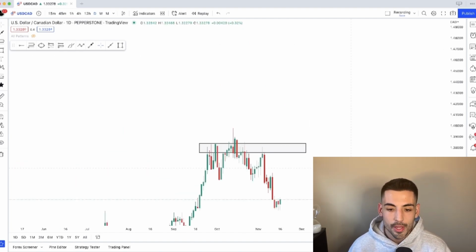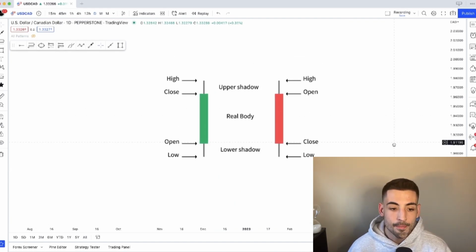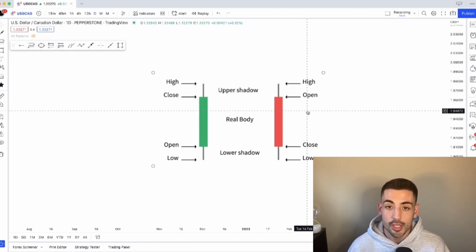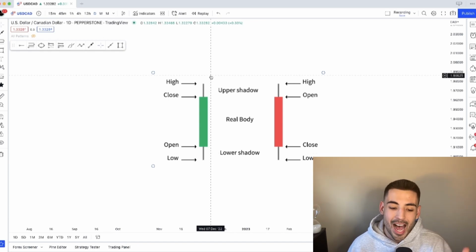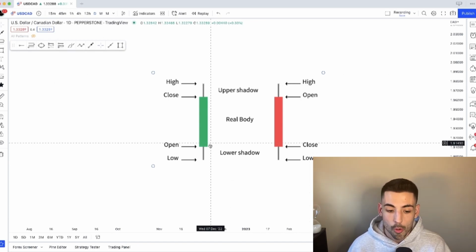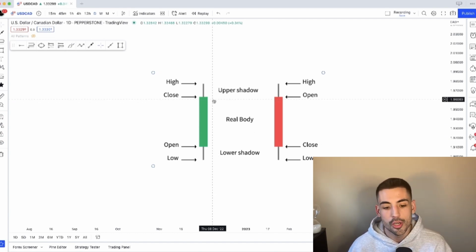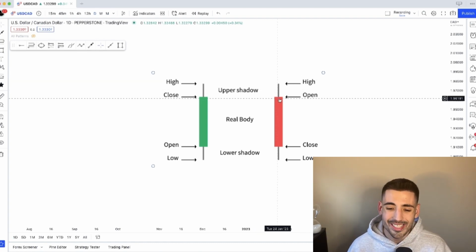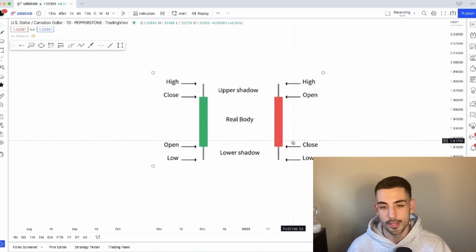So briefly, we're just going to go back to this diagram. Again, a bullish candle is outlined by a green candle and a bearish candle is outlined by a red candle. The highs and lows are identified by the highs and lows of the wicks. The open price for a bullish candle is the lower portion of the real body, and the close price is the top portion of the real body. For a bearish candle, the opening price is the top portion of the real body, while the bottom portion is the close price.